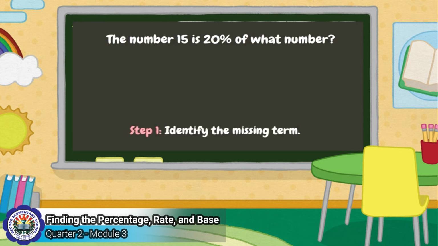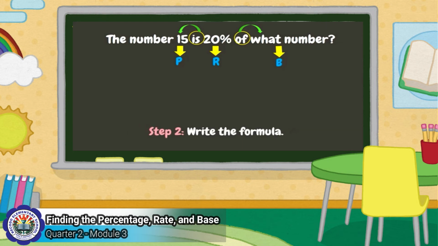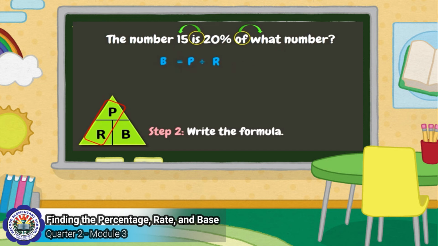Alright, we have another one right here. Again, let's identify the missing term. Again, we all know that the one which has the percent sign is the rate, while the number beside the word is is the percentage. And the value or the term that comes after the word of is the base. This means that we are looking for the base. Now let's write the formula. Again, let's use our triangle. Since we are looking for the base, this means that we need to divide percentage by the rate. This gives us the formula B is equal to P divided by R.